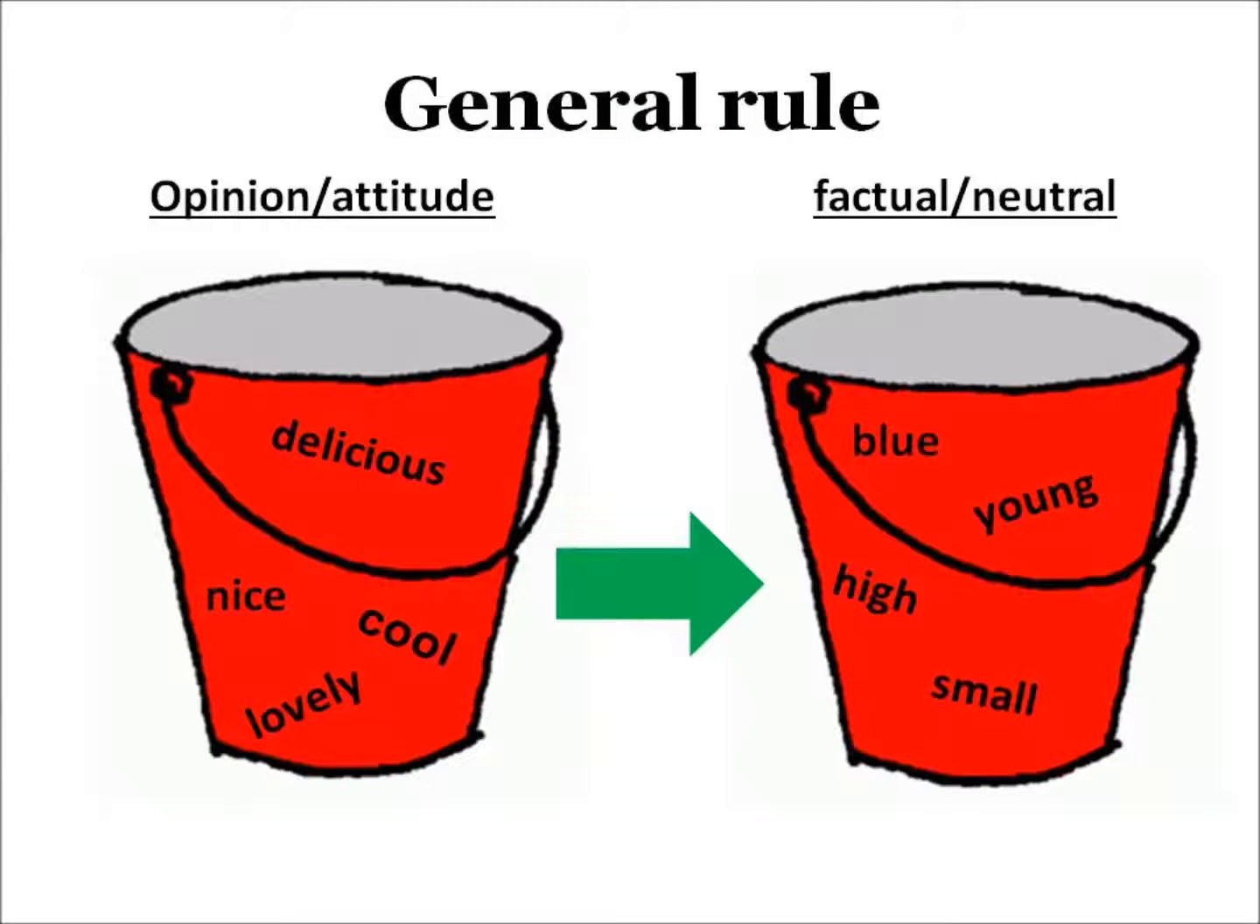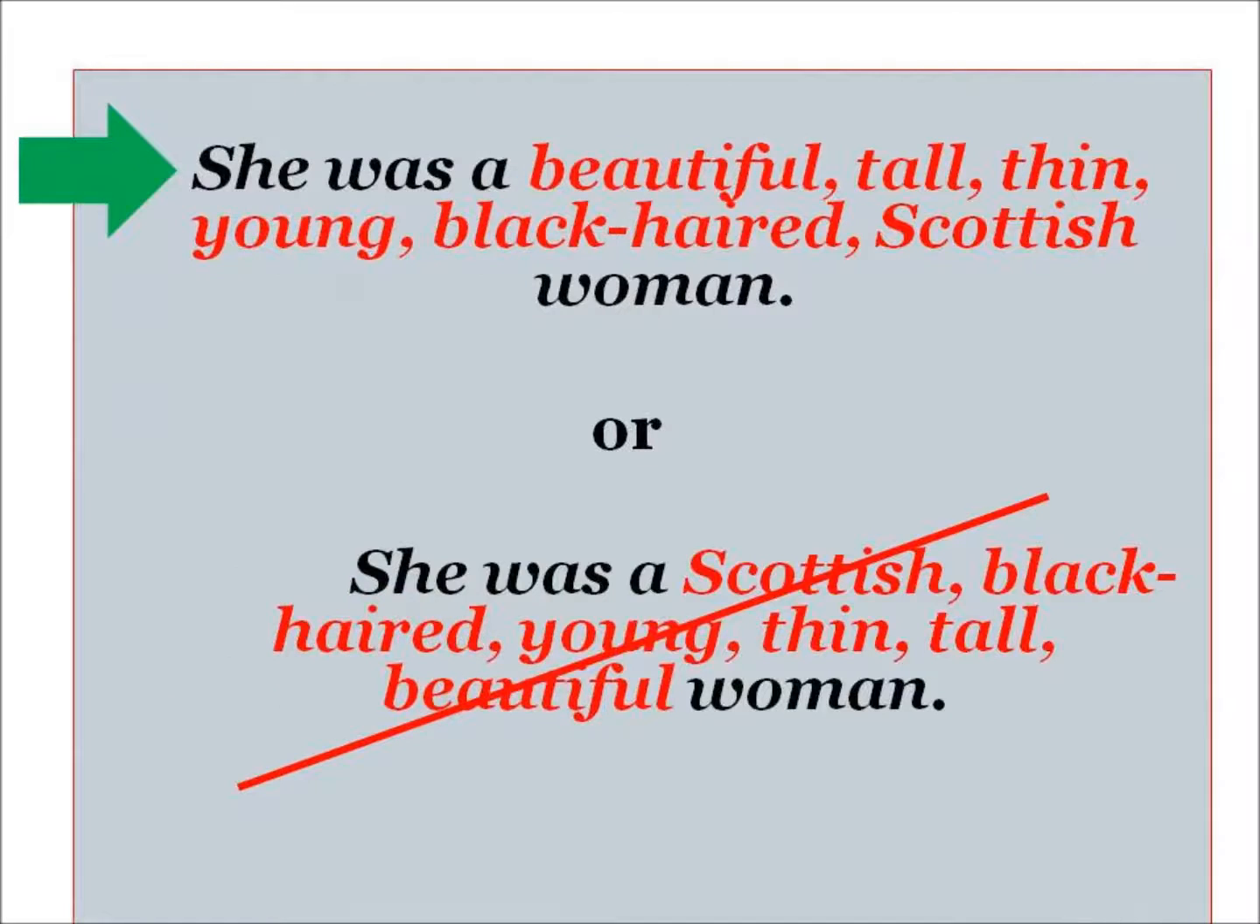There is a general rule for a particular order. This rule underlines that adjectives which describe opinions or attitudes usually come first, and then the more neutral and factual ones. Back to the example. The first sentence is right. It starts with an opinion, continues with neutral adjectives, and ends with factual ones.